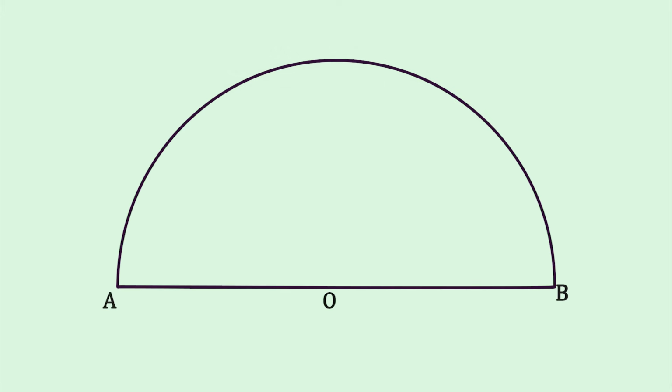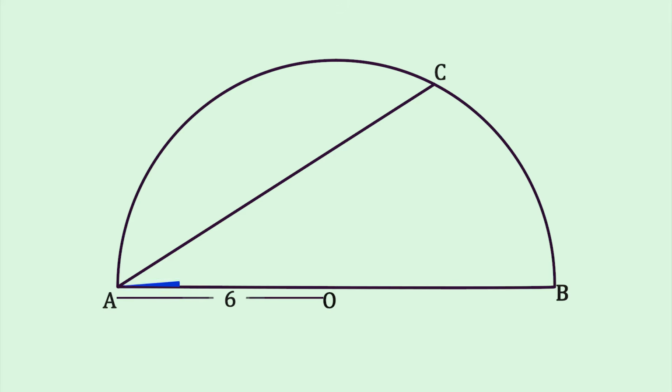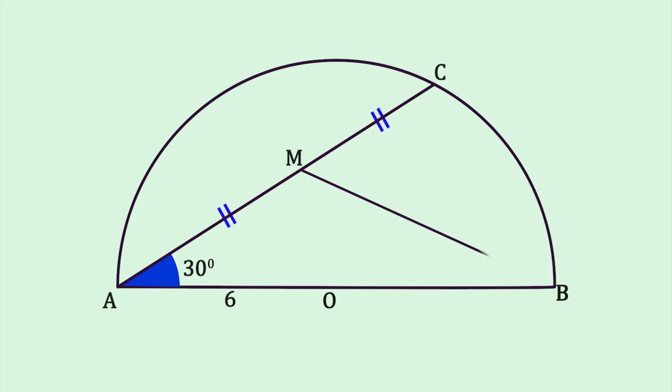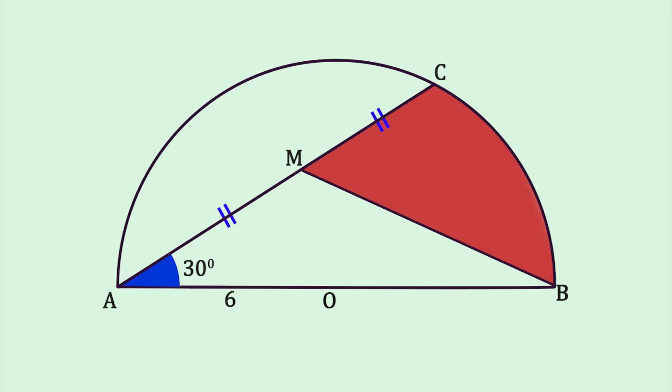We have a semicircle with a radius of 6. A line is drawn from one end point of the diameter to the circumference, forming a 30-degree angle. We'll call the midpoint of this line M. Another line connects M to the other end of the diameter. This creates a closed shape, and our goal is to find its area.